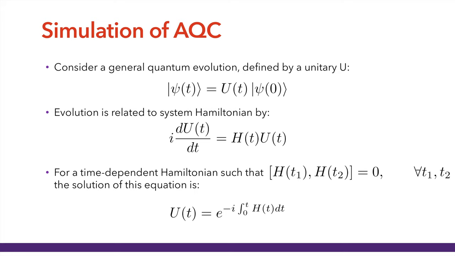So consider a general quantum evolution defined by unitary U. We start with psi at time zero, and we want to get to psi at time t by applying some time-dependent unitary. The evolution is described by the Schrödinger equation. For a time-dependent Hamiltonian, the solution of this equation, U of t, is the exponent of minus i integral from zero to t of H of t dt. And this is where the exponentiation comes from.